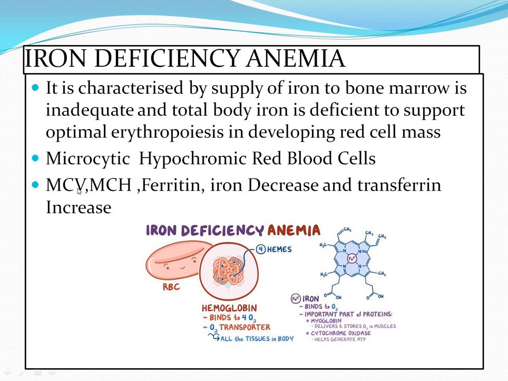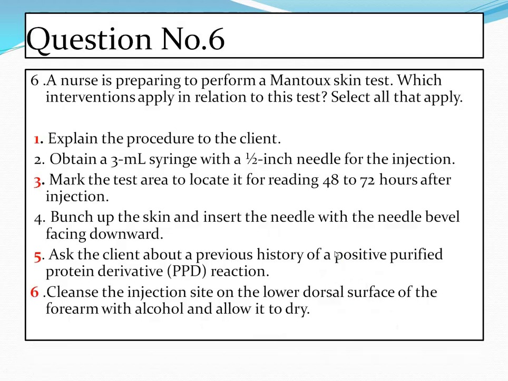In the laboratory studies, we can see MCV, MCH, ferritin and iron values decrease, and transferrin value increases. And we can see what? Microcytic, hypochromic red blood cells. So that is the exact feature of iron deficiency anemia. The red blood cells look microcytic and hypochromic. That's about iron deficiency anemia. We can go to the next question.